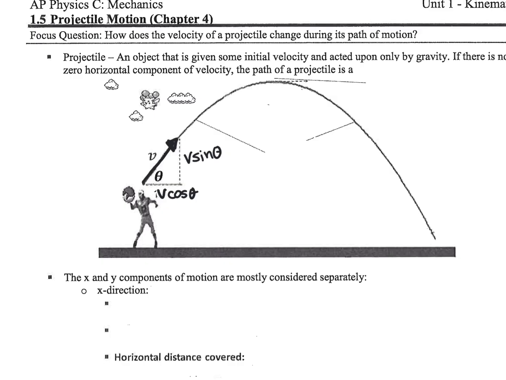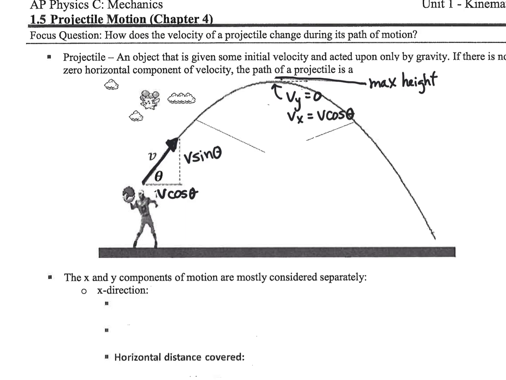What do we also know? At the max height, what do we know about the velocity at our max height? Be very careful, in the y direction. V sub y is equal to 0. V sub x, however, is what? Constant. Good. It is still v cosine theta.